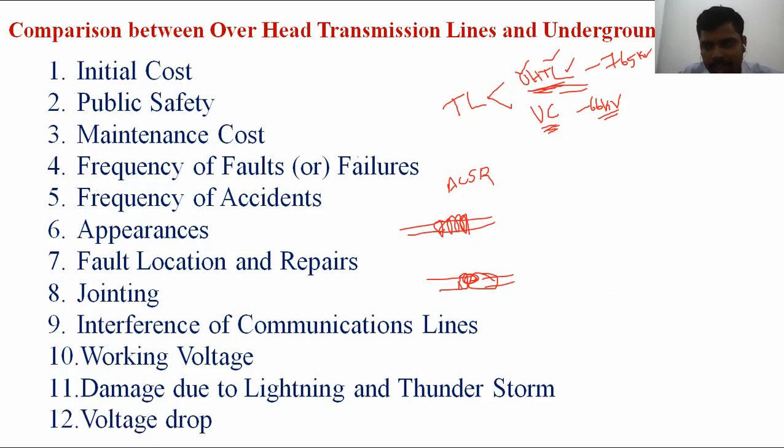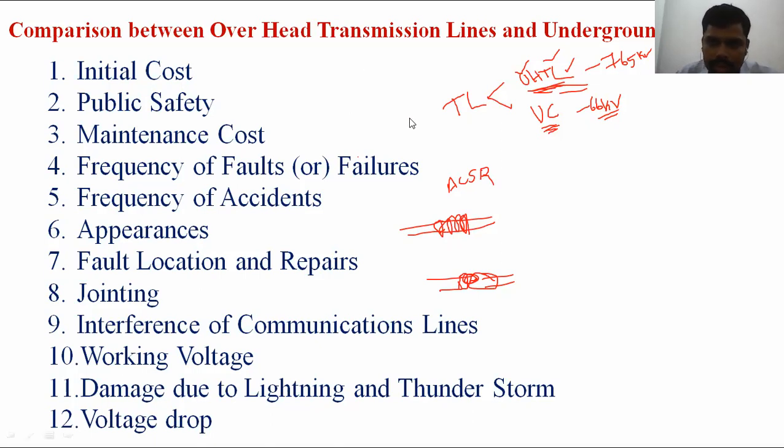And voltage drop. The voltage drop is present in both overhead as well as underground systems. But in the overhead system, the voltage drop is more. In the underground cable, the voltage drop is very, very less.